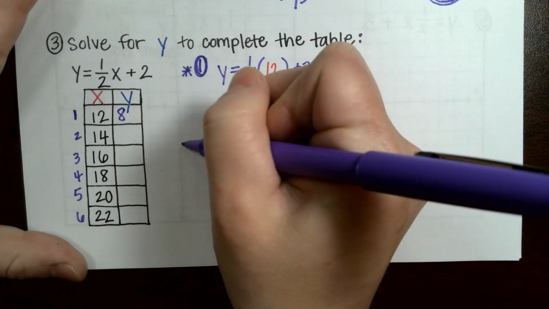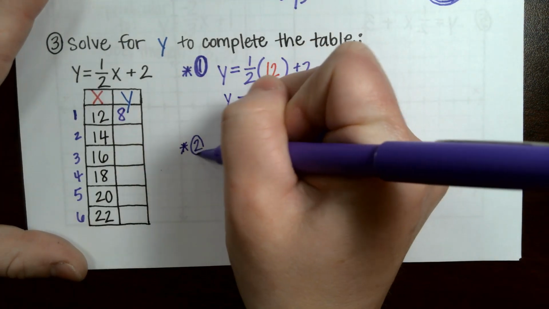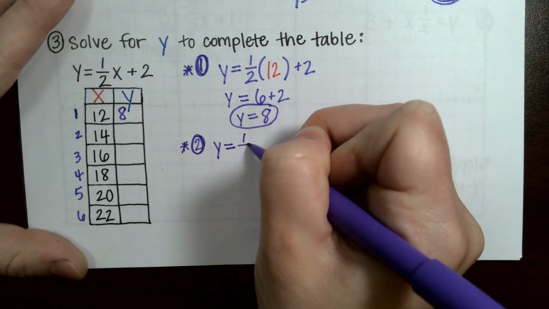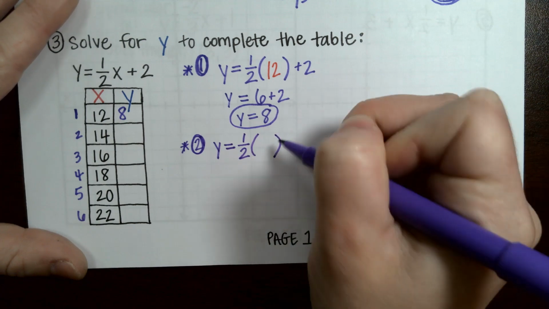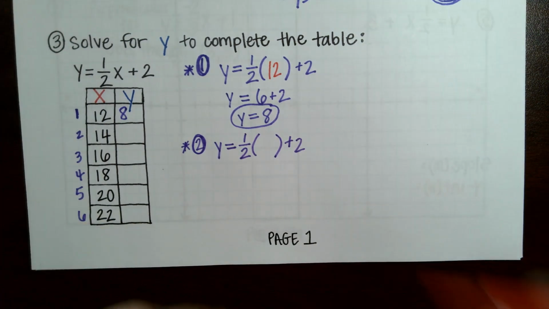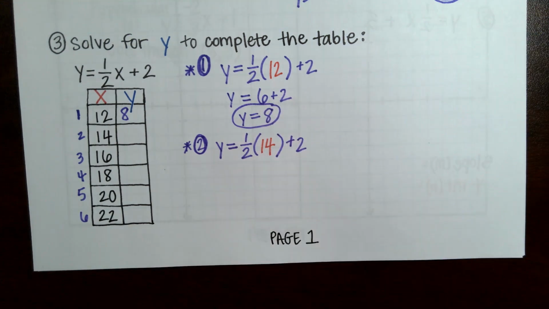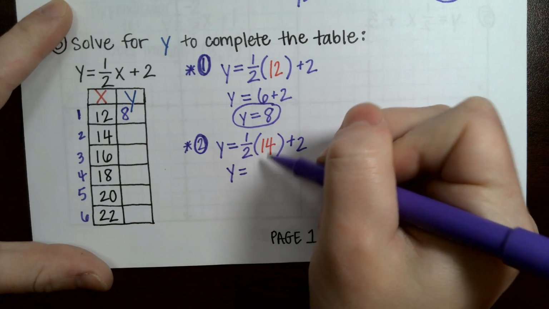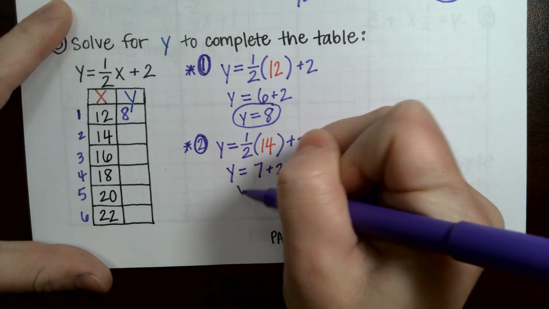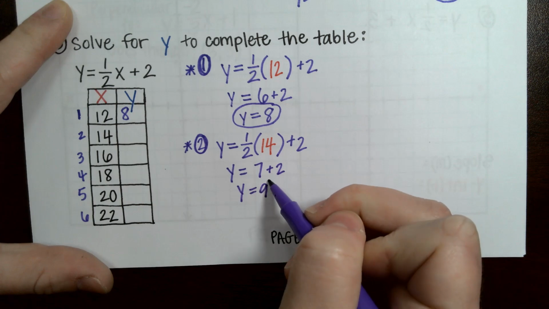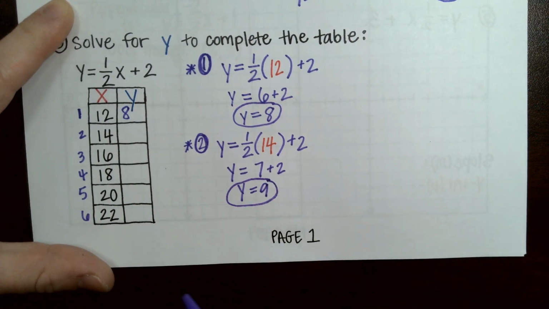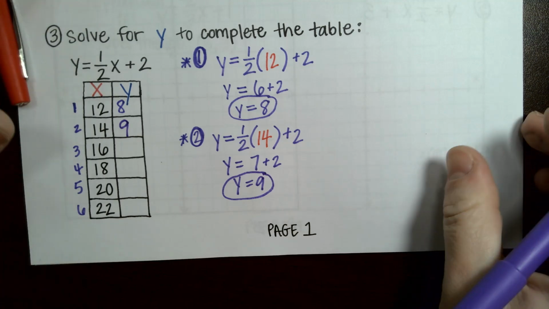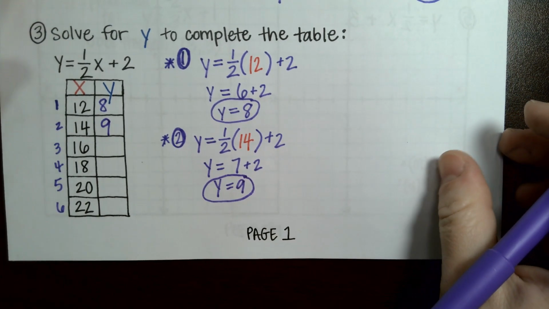Now let's do number 2. I'm going to do the same thing. I'm going to write y equals 1/2 times 14 this time, plus 2. Good. So that means y equals 7 plus 2, y equals 9. So we'll put 9 next to 14. All right, you guys to that point? I don't want to go too fast.